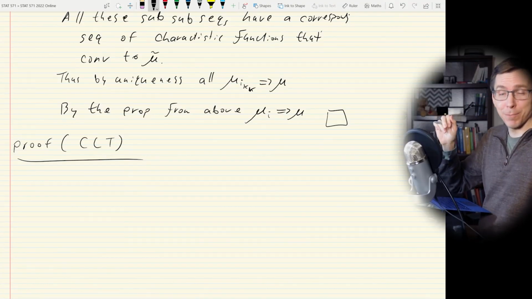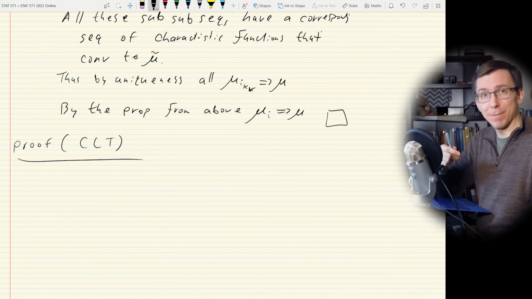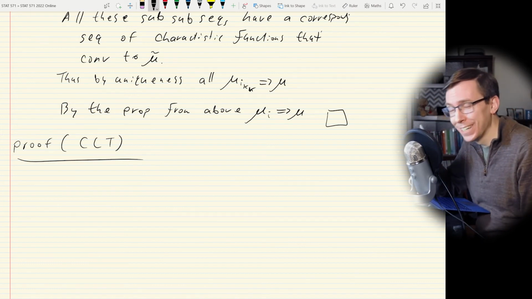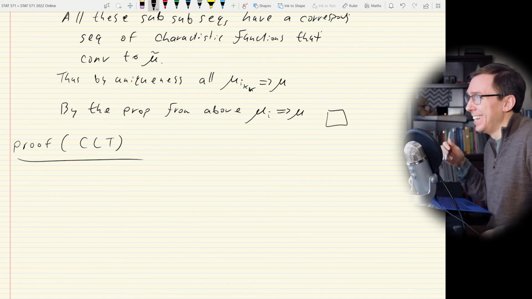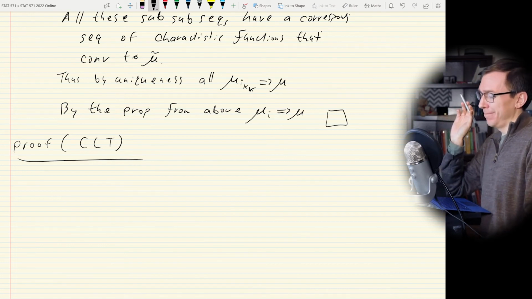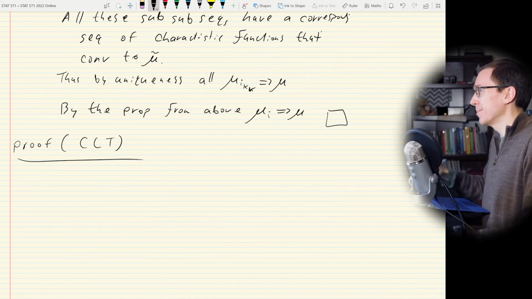All right, we're back with the proof of the central limit theorem. I also got my filter back so I can say proof and hopefully not blow out your headphones with that white noise sound. Anyway, let's prove the central limit theorem.